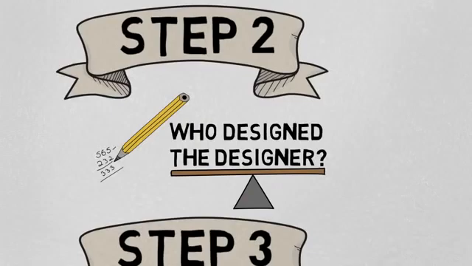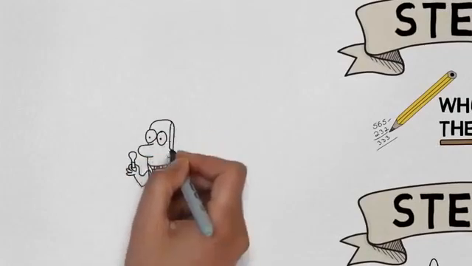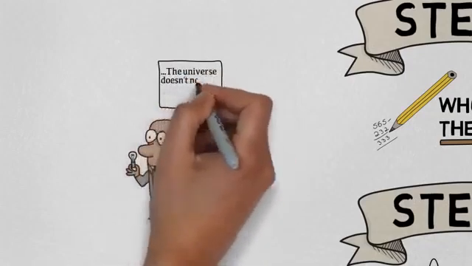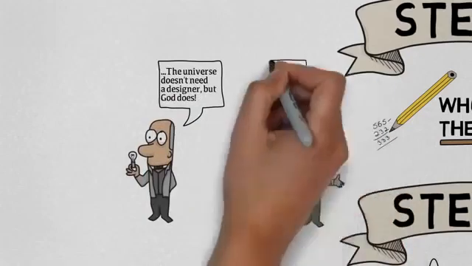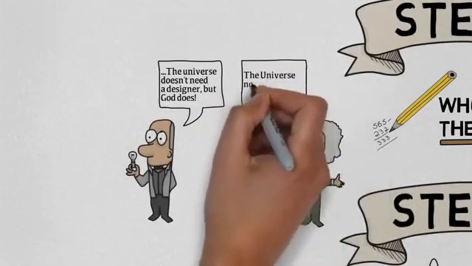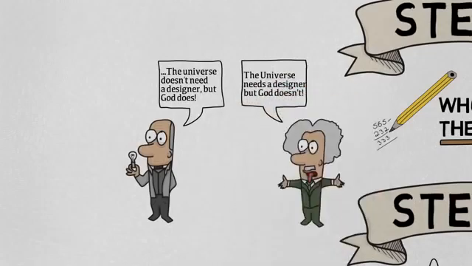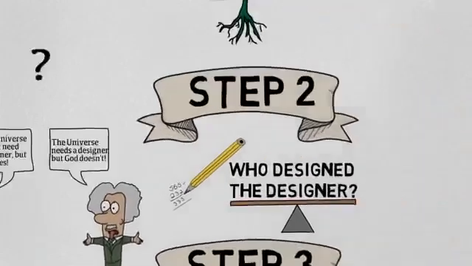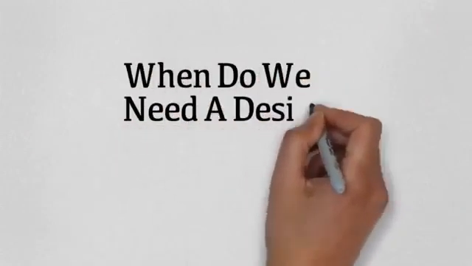In Step 2, he suggests that everything that is ordered requires a previous designer. But this isn't true. After all, atheists themselves believe that the universe doesn't need a designer, but claim that God does. Whereas theists say that the universe needs a designer, but God doesn't. So where should we stop? Is the universe undesigned, or is God undesigned? To untangle this, we have to ask, when is a designer needed for anything?